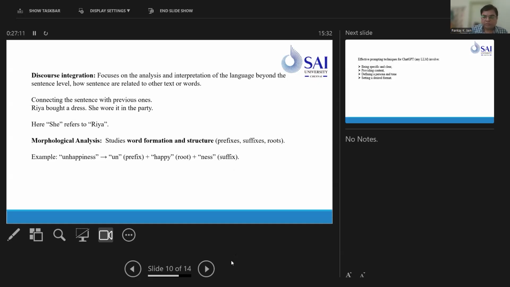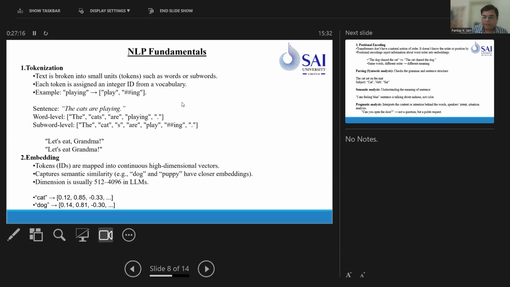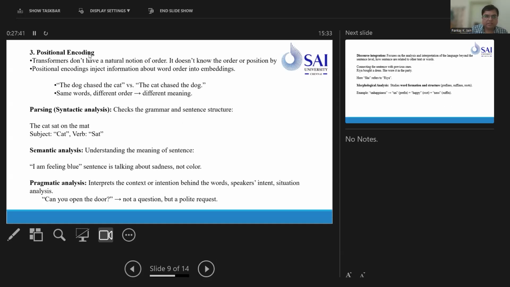I hope you understood all these concepts. I will just revise the fundamentals of NLP. First concept was tokenization, where you convert text into smaller sentences, fragments, or smaller tokens. Then embedding, where you assign weights to each token because all the words have different weightage inside the sentence. Second, positional encoding is very important: the order of the words.